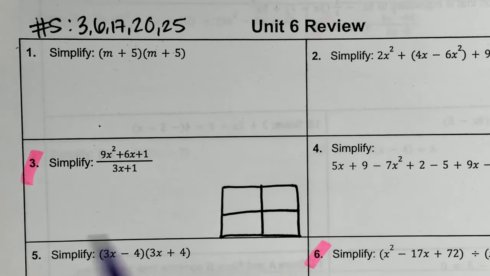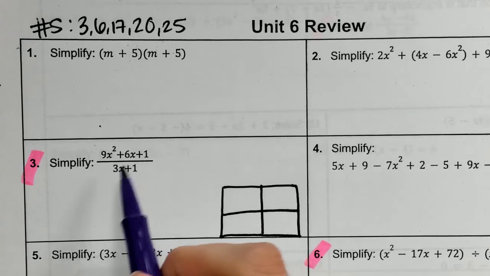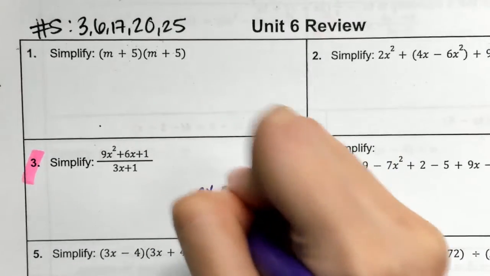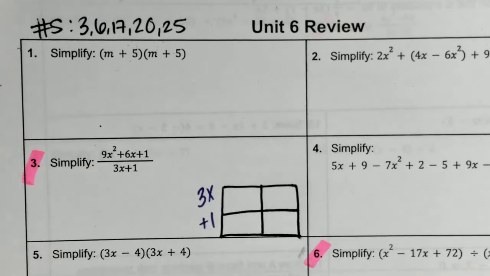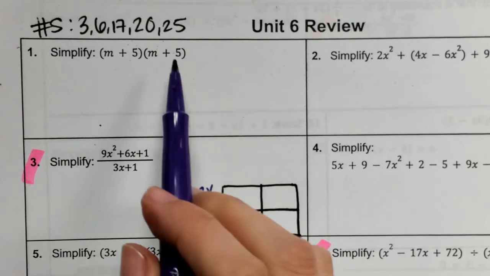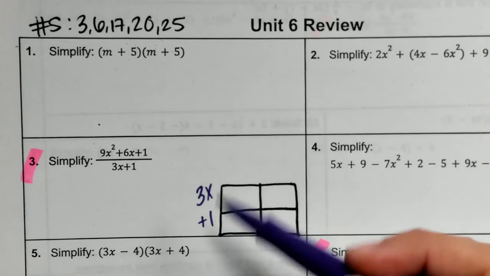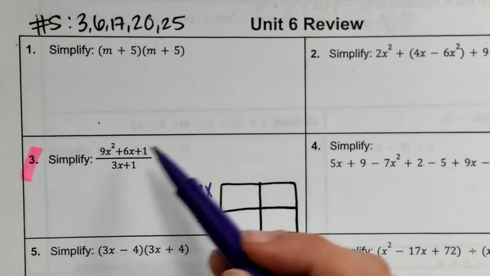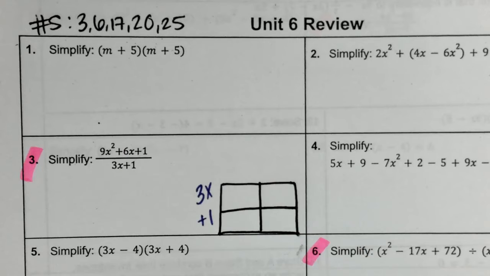Now, for the division problem, we kind of work backwards. We know one of our parentheses, 3x plus 1. But we don't know the top parentheses. Notice they don't give us the other one. So this one gave us n plus 5, n plus 5. This one we only have 3x plus 1. But they give us the end result. They give us the area.